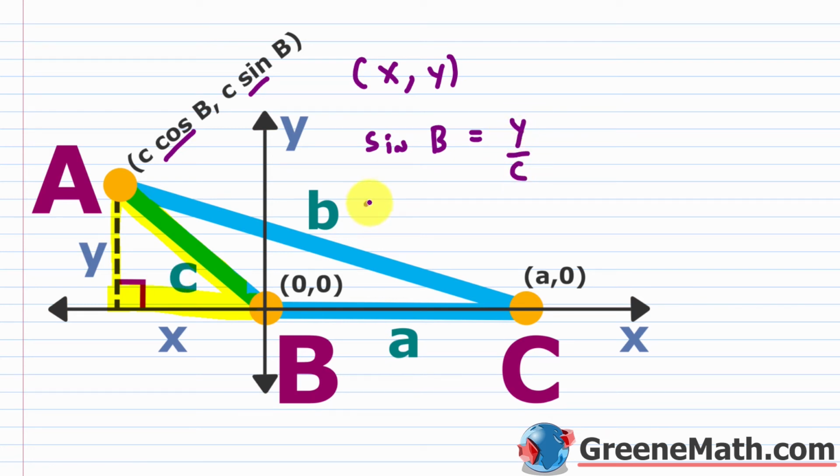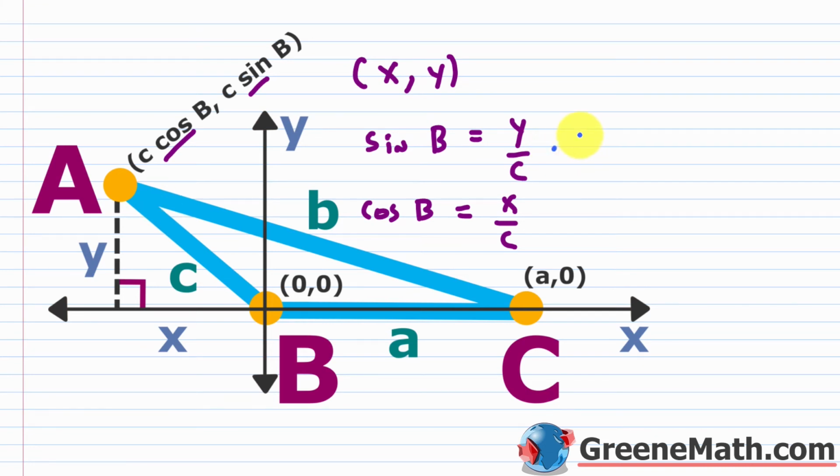And then let's go ahead and do the cosine of this angle B also. Here you have the adjacent over the hypotenuse, so this is x over c. Okay, so far so good. Now where does this c times cosine of b and c times sine of b come from? Well, you're just going to solve for y and then solve for x and then plug in each case. That's all you're doing.